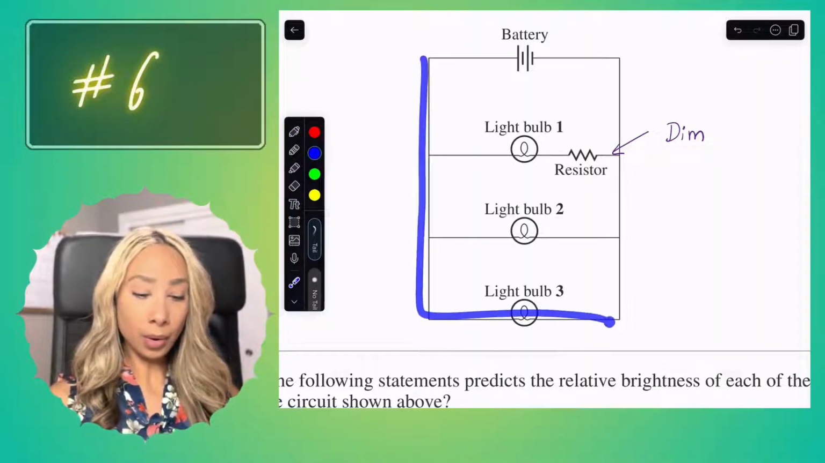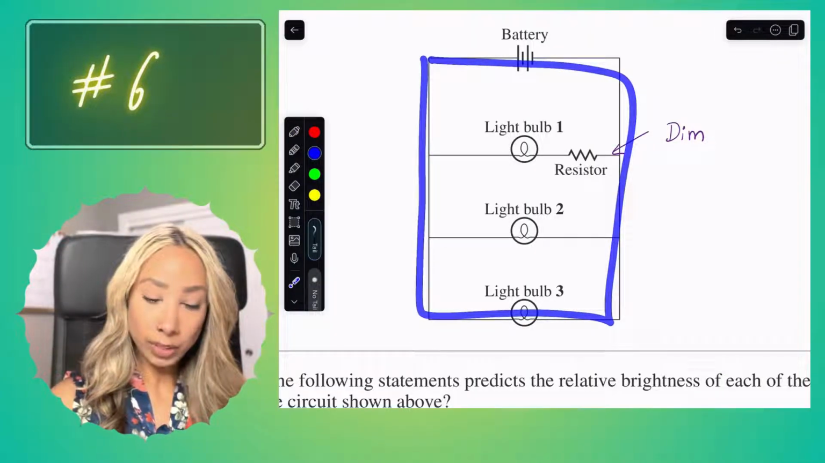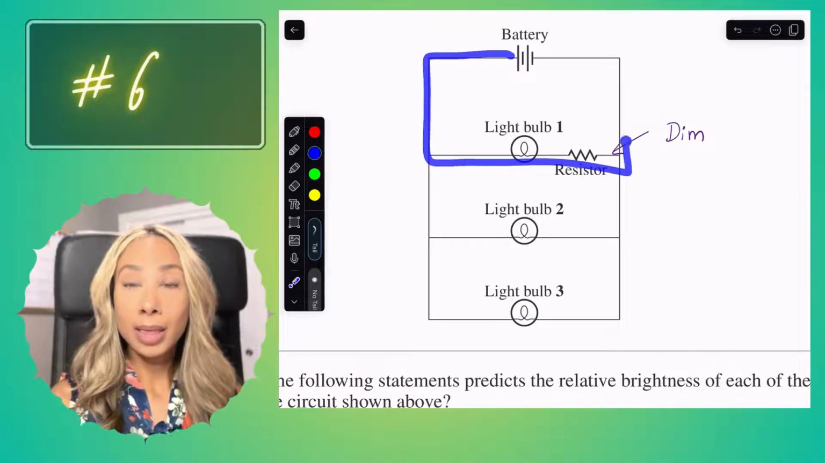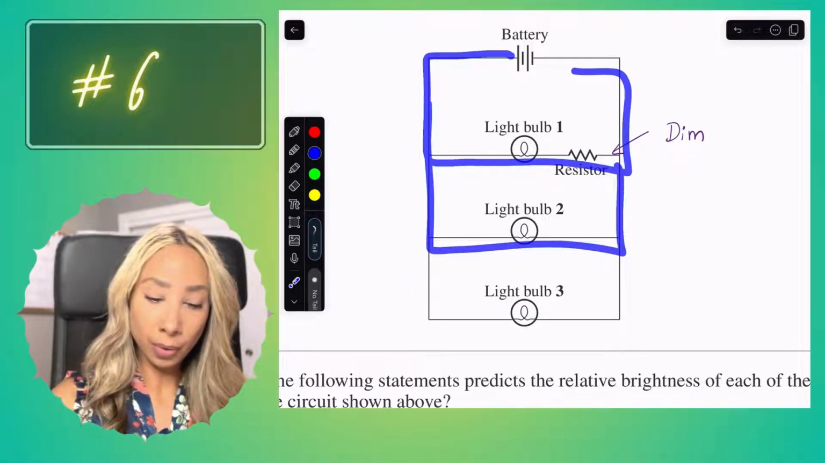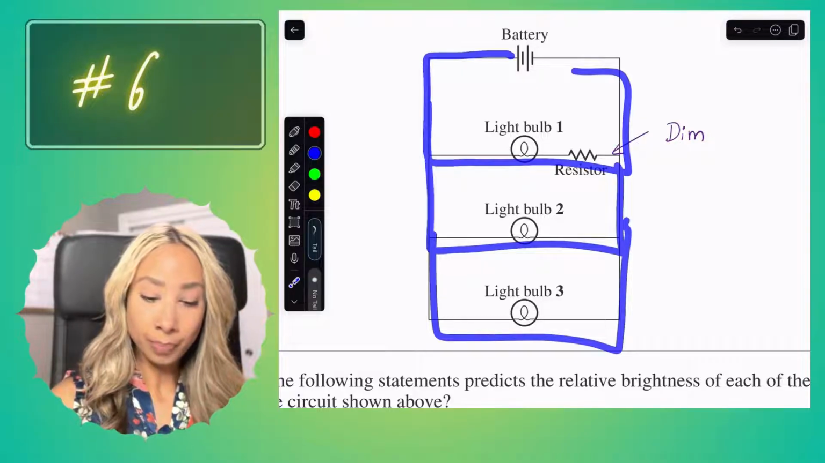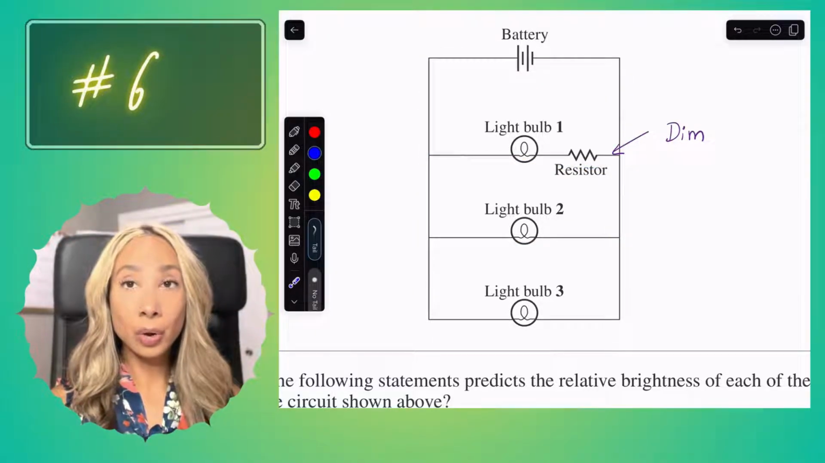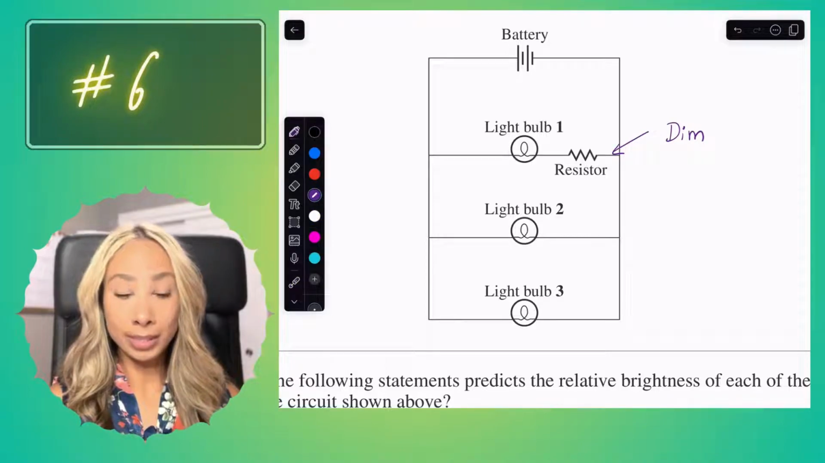So the other thing I noticed is we have what's called a parallel circuit. This means the electricity can flow to each bulb, and if everything is good to go, it's going to give an equal amount of brightness to the light.